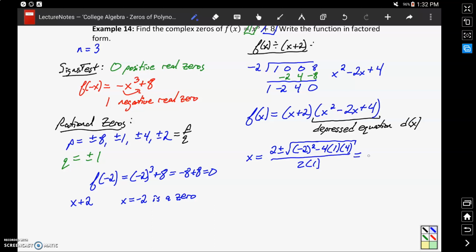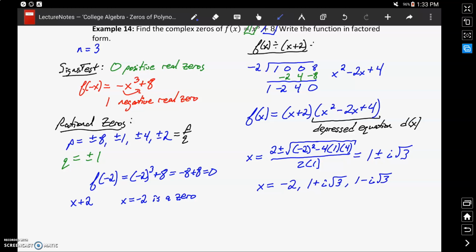Evaluating that and simplifying will give us a result of 1 plus or minus i times the square root of 3. That means we have two new zeros for our function, 1 plus i times the square root of 3 and 1 minus i times the square root of 3. So our zeros in this case are negative 2, 1 plus i times the square root of 3, and 1 minus i times the square root of 3.